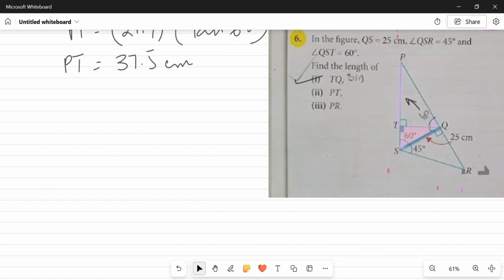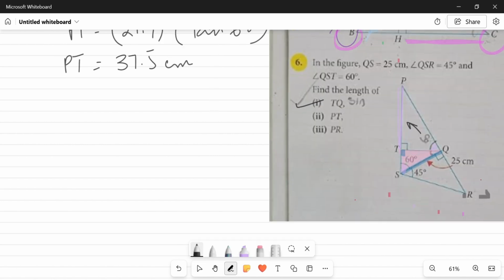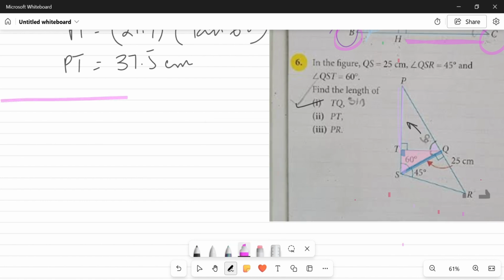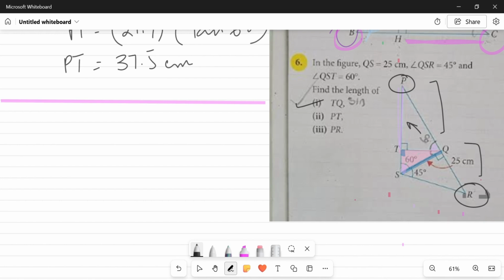Let's scroll down. In the third part, we need to find PR, which is the unknown side. PR is the whole line from top to bottom. This side is one right-angle triangle, and this is another right-angle triangle. First we will find the length of PQ, then the length of QR, and in the end we add both lengths.